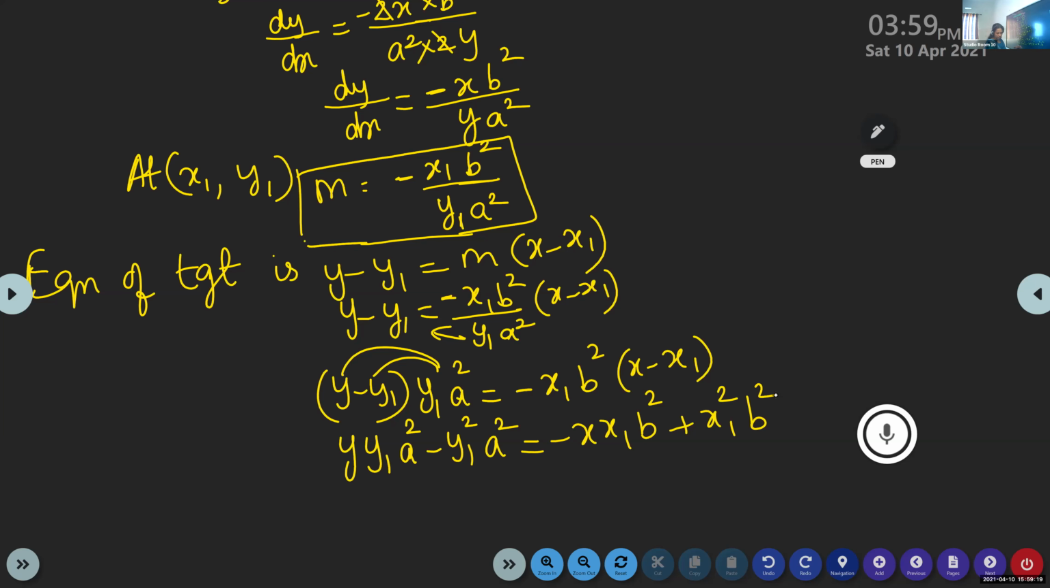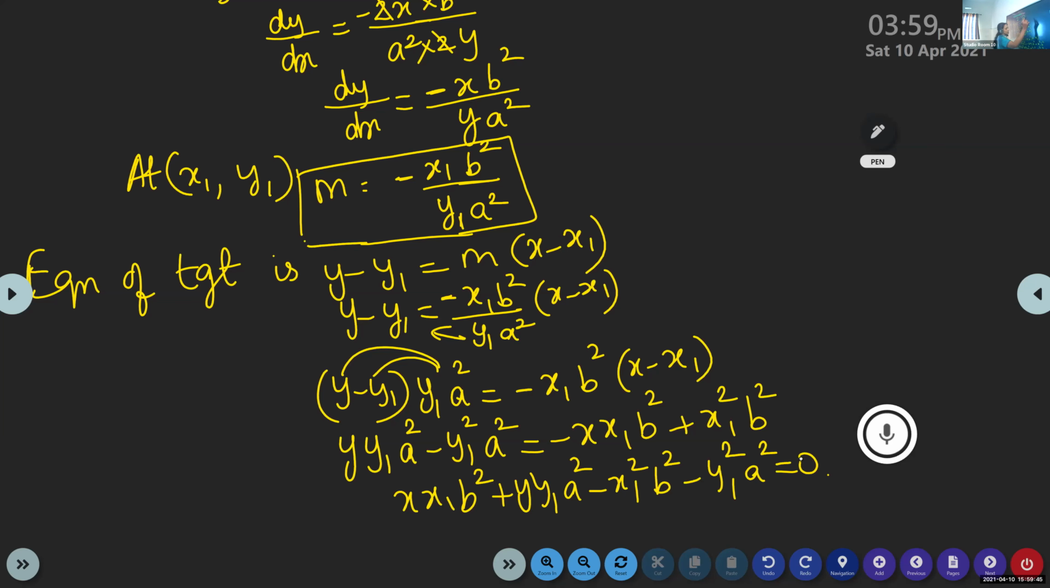Okay, now rearrange the terms. By rearranging the terms, we will get, first I'm writing the x term, x1 b square plus y1 a square minus x1 square b square minus y1 square a square is 0.